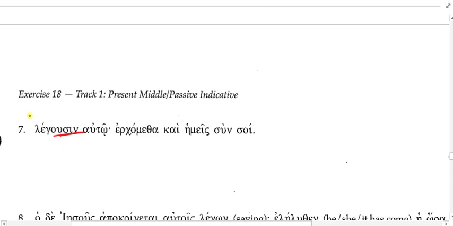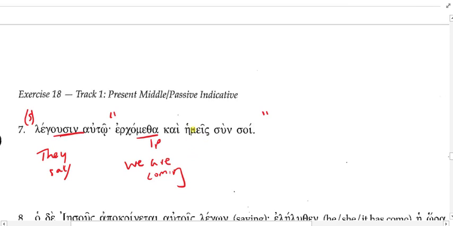It's active. So the subject is going to do the action here, right? So how would we translate this? Yeah, so they say to him, erchometha. So this is what they're saying. Erchometha kai humeis sun soi. What's erchometha? The metha ending. That's first plural. So we are coming. Good. So we are coming.